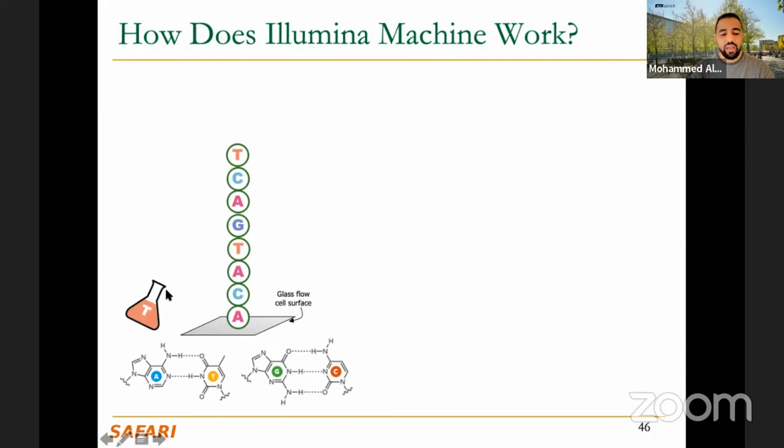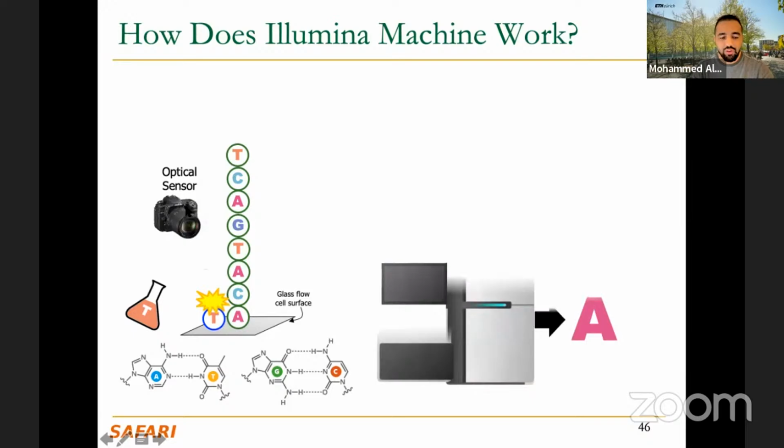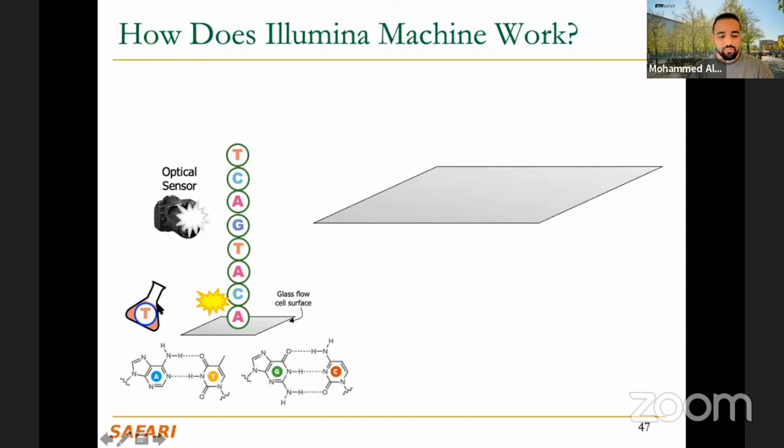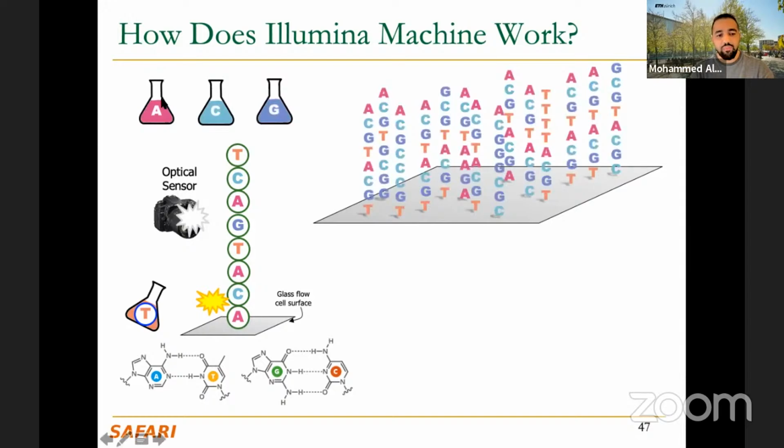For example, we normally add T, thymine, to the surface. And if the first base in this DNA fragment is A, then there's going to be a chemical reaction because the T will bind with the A. And then you have a CMOS camera. You can observe the chemical reaction this way. If a chemical reaction is happening, then there is light emitted from there, and you can capture that with the camera. And you can repeat this with the 4 molecules. So you add the T. If it doesn't work, you add A, you add C, and you add G. And every time you add a molecule, you take a picture of the glass surface.